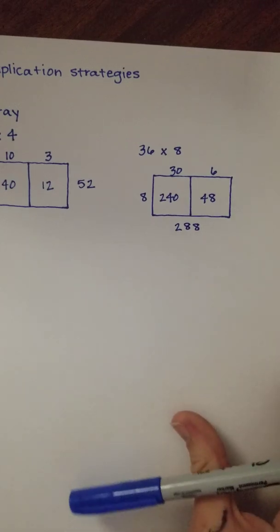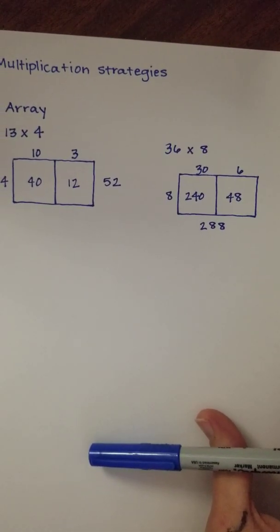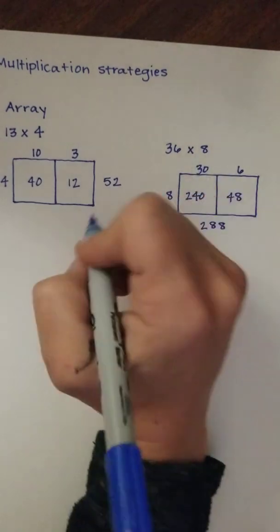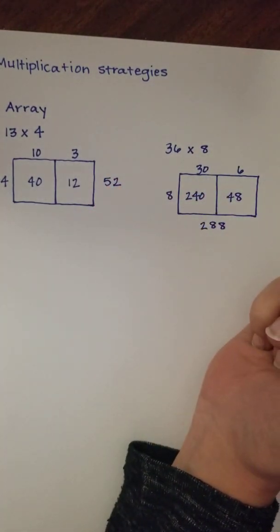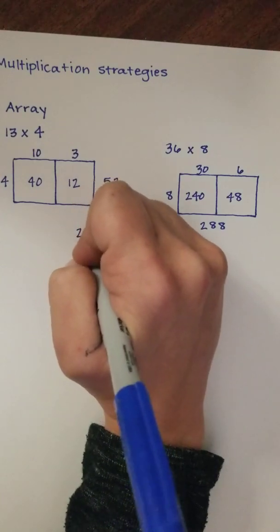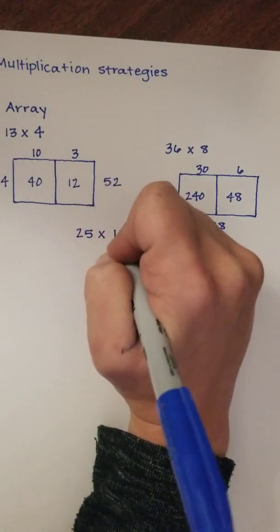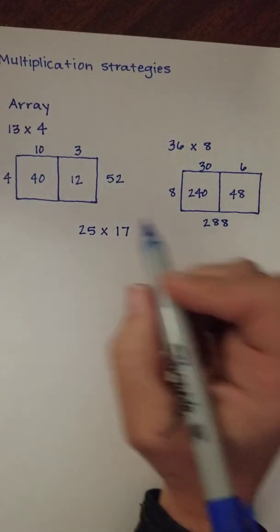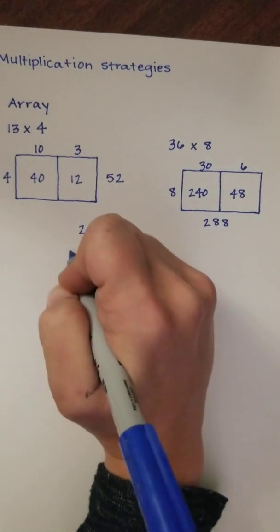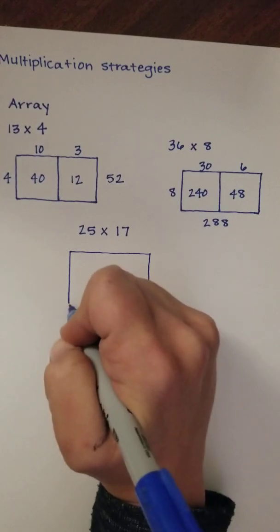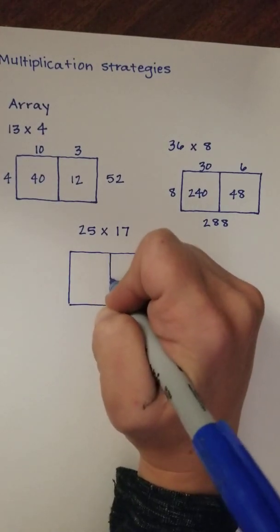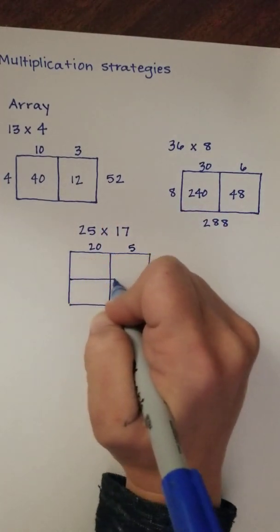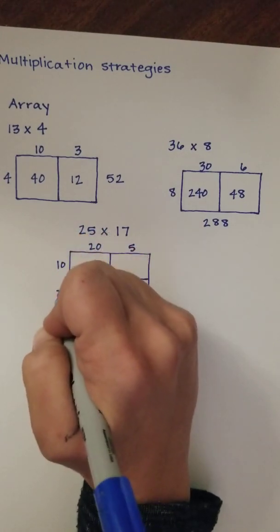The last problem that you could be solving using the array is a double by double. And actually, I guess you could go even bigger, but that might get messy. So if I were to say that I wanted to do 25 times 17, now I'm going to create a rectangle that has 4 different quadrants in it. Because this is the 25, and then the other side is a 17.